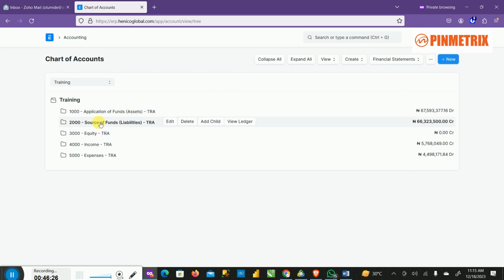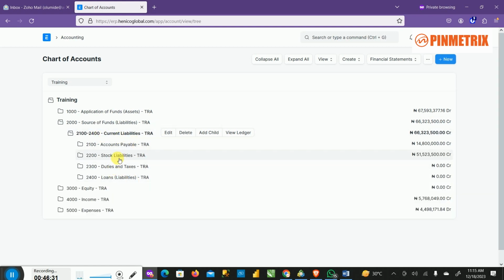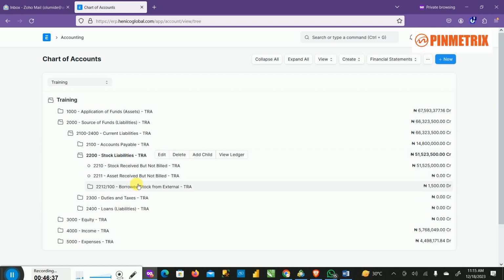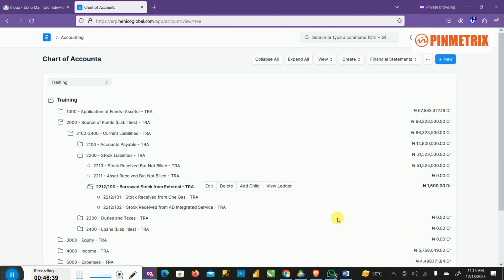Then let's see what we are owing. At this point, you can see that there's a difference of 1.5, and it was as a result of valuation. So you now need to raise your journal entry.